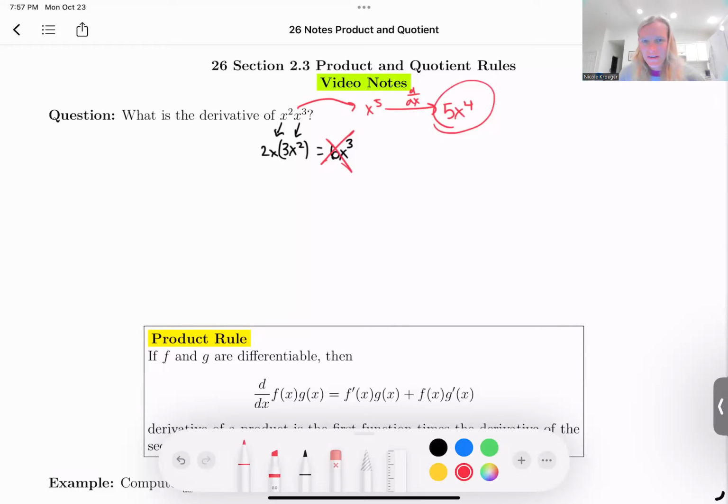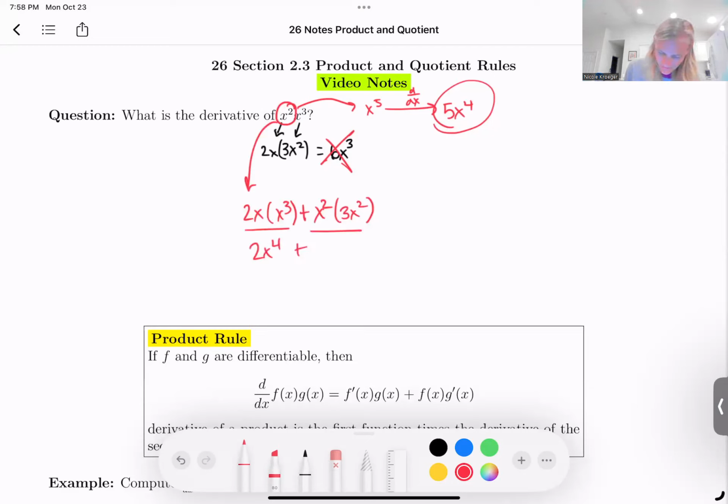So let me do something a little funky and show you that we get the 5x to the fourth, and then this is going to be how this works in general. So what I'm going to do is I'm going to take the derivative of the x squared to get 2x, but I'm going to leave the x cubed alone. And then I'm going to add, this time I'm going to leave the x squared alone. Last time I took the derivative of it, and now I'm going to take the derivative of x cubed, which is 3x squared. Okay, this seems like a weird process, but I promise it'll work. So if I simplify this piece, I get 2x to the fourth. If I simplify this piece, I get 3x to the fourth. When I add 2x to the fourth plus 3x to the fourth, I get 5x to the fourth, which agrees with our derivative. So this is going to be how this works if I have a product of two functions.